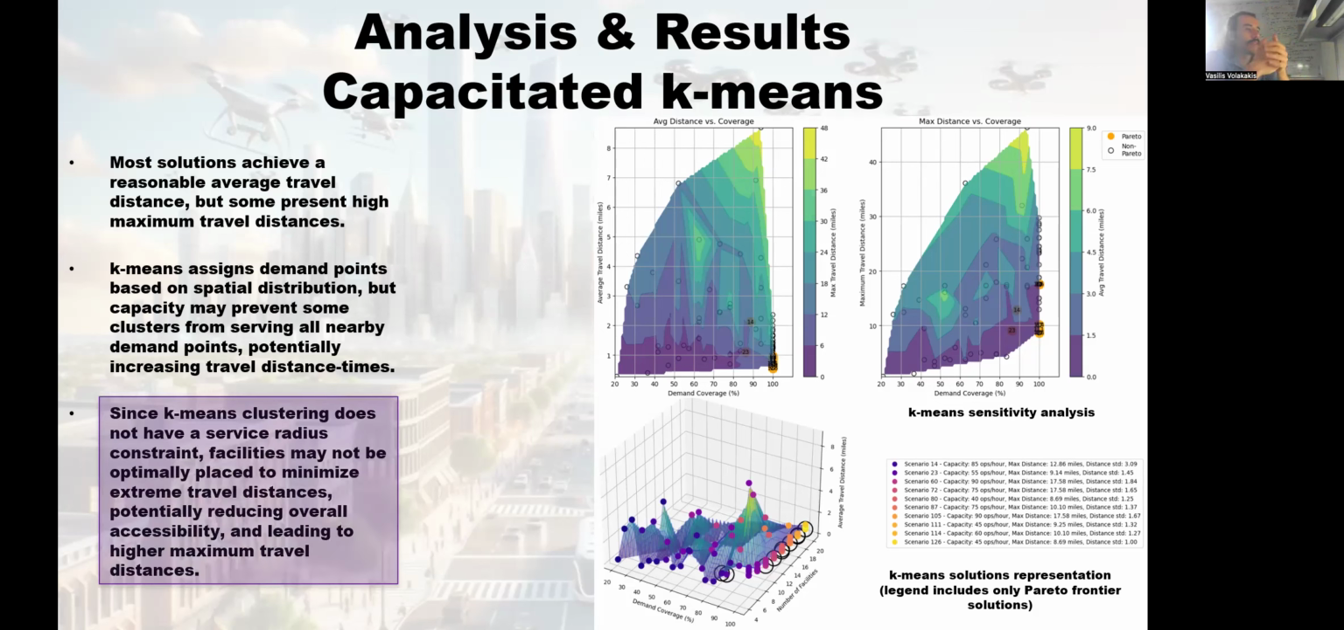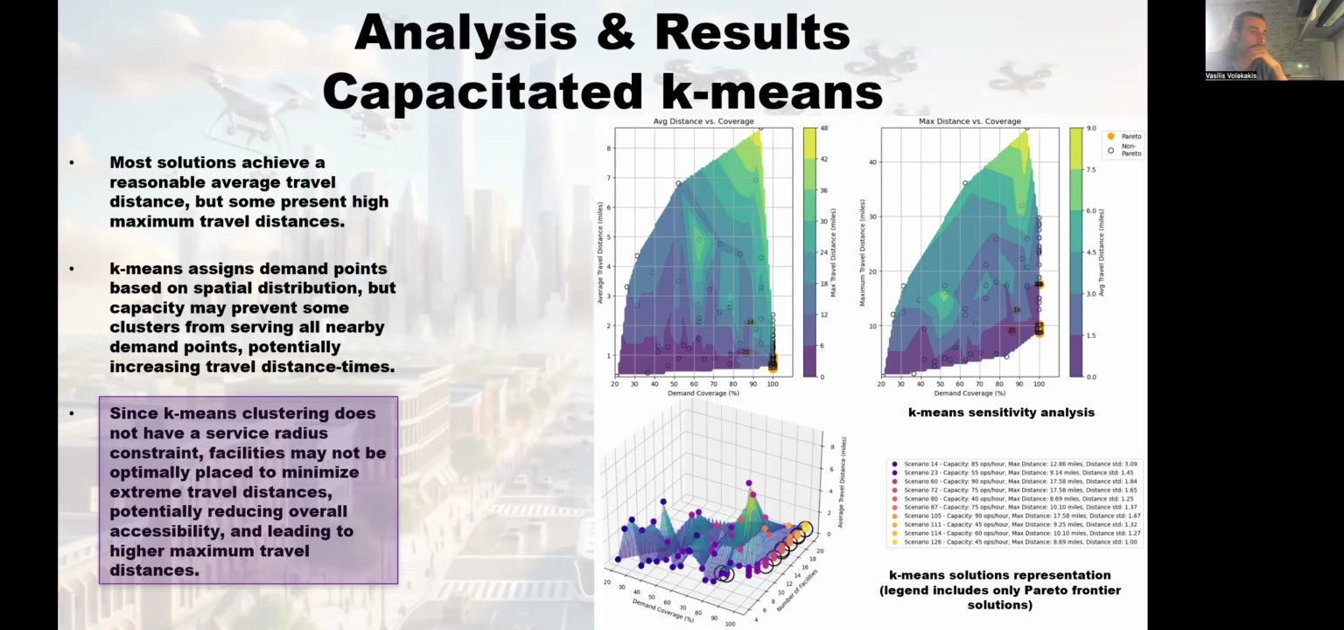And since K-means is a clustering algorithm and does not have a service radius constraint, the facilities that are found may not be optimally placed to minimize travel distances, potentially reducing overall accessibility and leading to higher maximum travel distances. And on the right, there are some graphs that show a sensitivity analysis in terms of average travel time, maximum travel distance, my apologies, and demand coverage, and a set of Pareto frontier solutions on the bottom side.